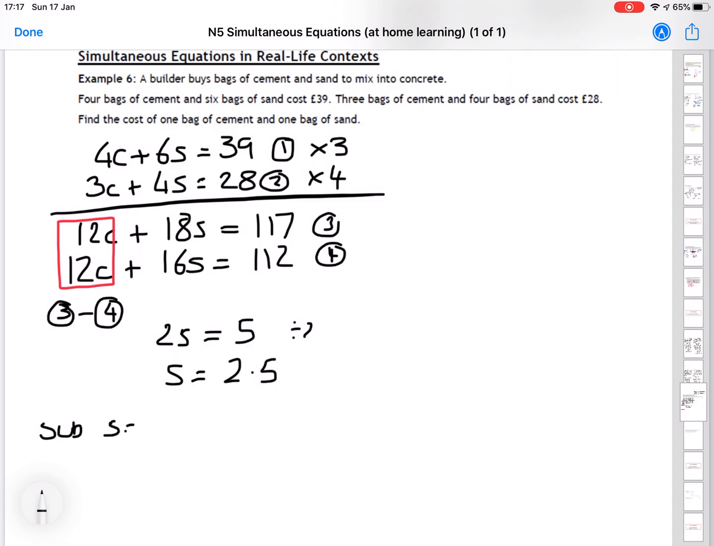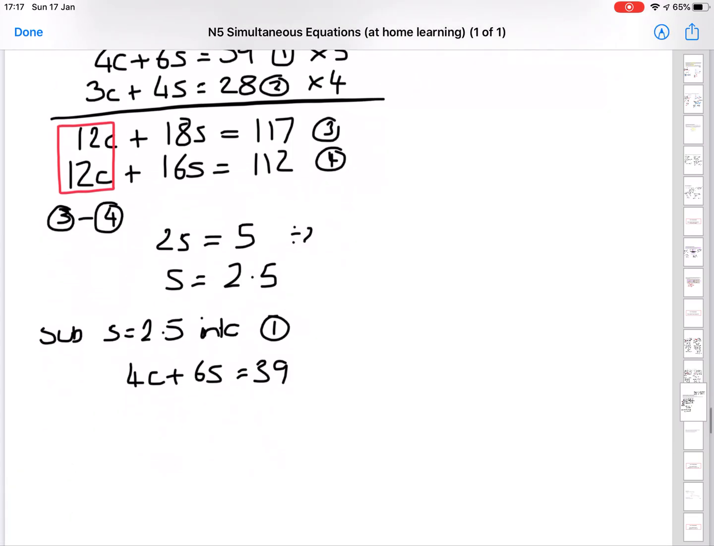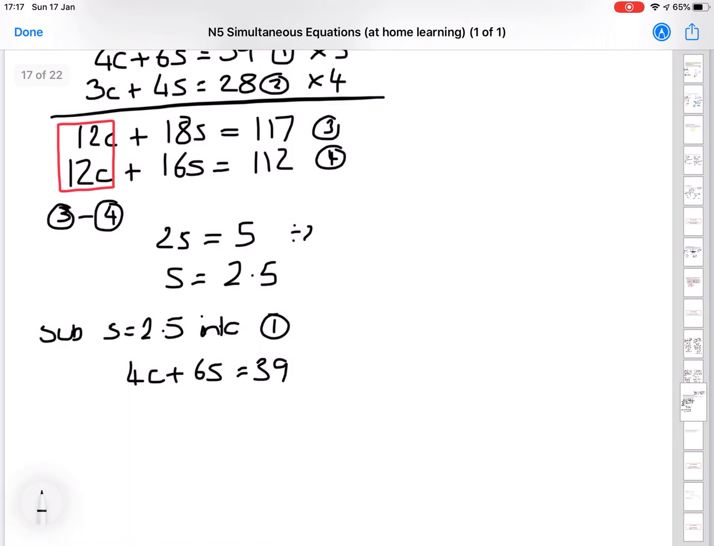So substitute S equals 2.5 into equation number 1. So equation number 1 was 4C plus 6S equals 39. I'm just going to scroll my page up again. So we would be substituting in there instead of S, the 2.5. So that's going to give us 4C plus 6 times 2.5 equals 39.